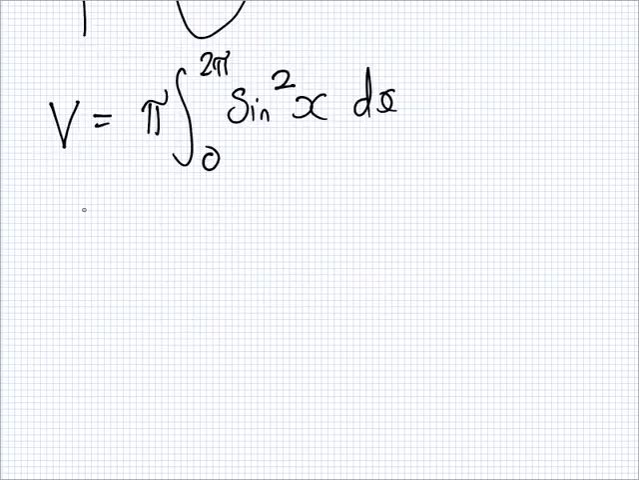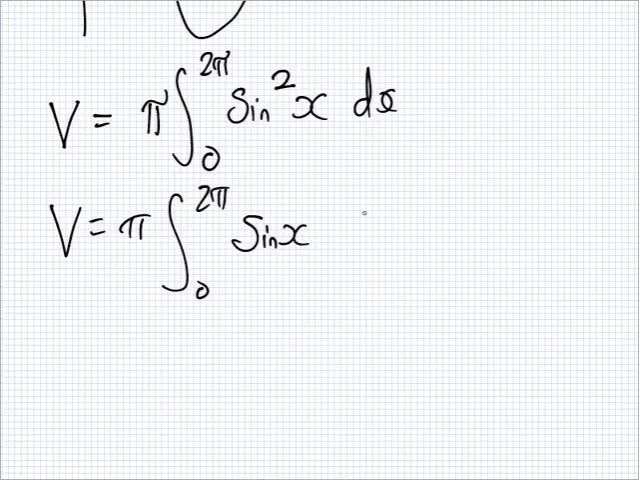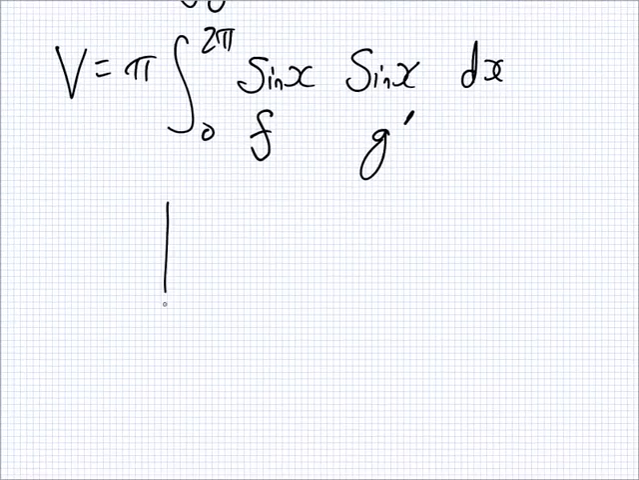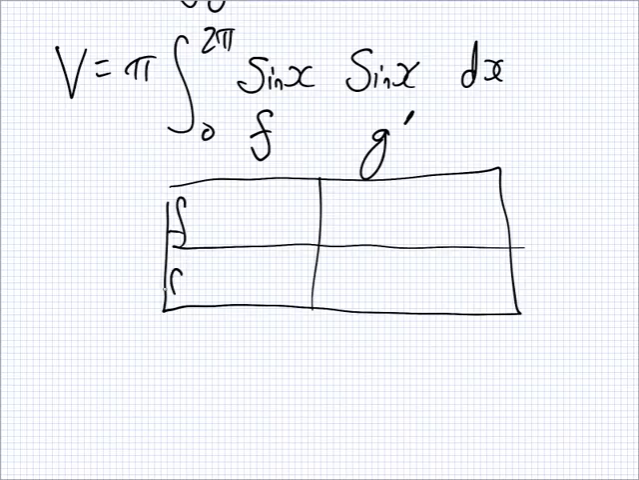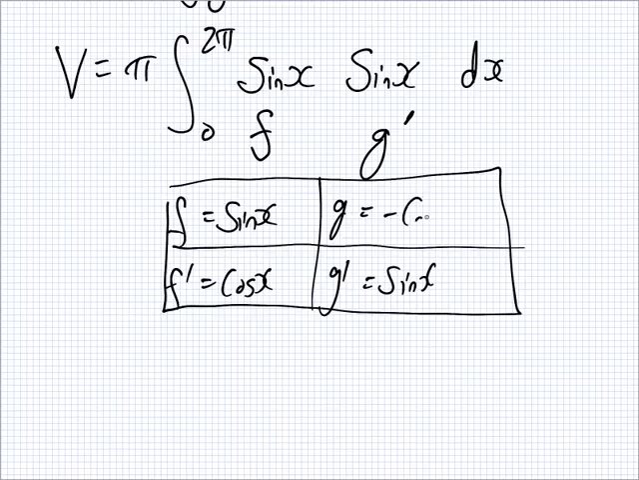Yeah. So, I think what you should do here, you can try to break this into sine x times sine x dx, and use the by parts formula. This is f and this is g derivative. So if we have our table now, this would be sine x, this would be cos x. This would be sine x, and this would be minus cos x.